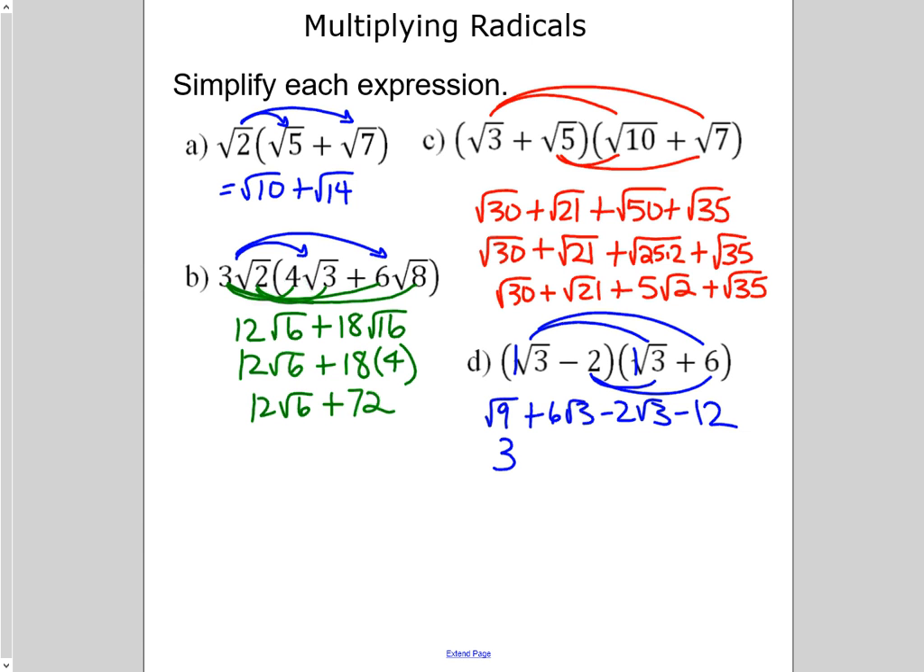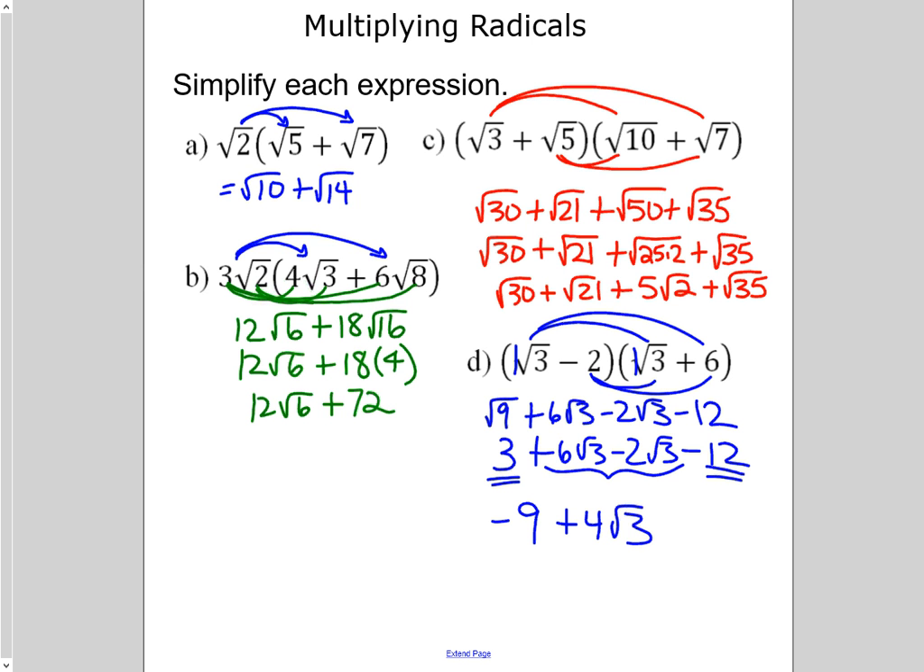The square root of 9 is 3. Plus 6 root 3 minus 2 root 3 minus 12. And lo and behold, not only can I put my constants together, so 3 minus 12, which is negative 9, but I can also combine my middle terms, which is going to give me a positive 4 root 3. Awesome. So that one definitely simplified up a whole lot better than the one before. But that's because both of those brackets started with the root 3, and then both of them ended with those constants. So I kind of knew it was going to simplify to something better.